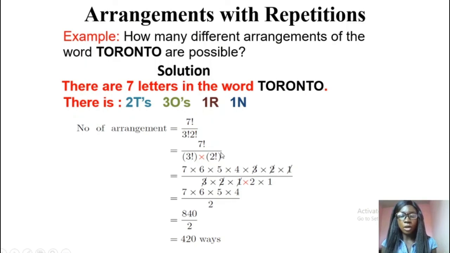Remember, we agreed that 3 factorial multiplied by 2 factorial is not 6 factorial. So you settle that of 3 factorial multiplied by, you settle that of 2 factorial. Okay, so here we have this and we multiply, and we have 840 divided by 2 and we have 420 ways.